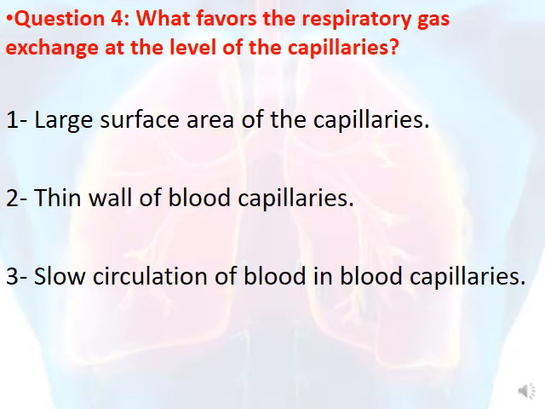Question 4. What favors the respiratory gas exchange at the level of the capillaries? Number 1, large surface area of the capillaries. Number 2, thin wall of blood vessels. Number 3, slow circulation of blood in the capillaries.